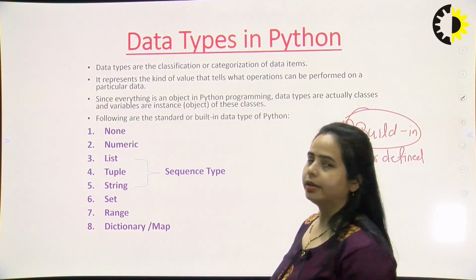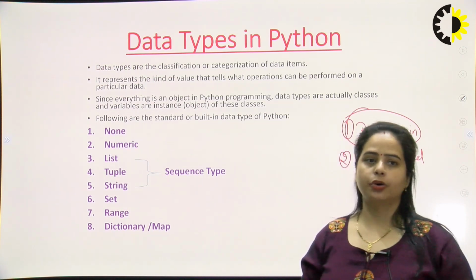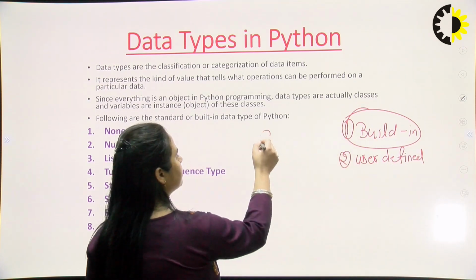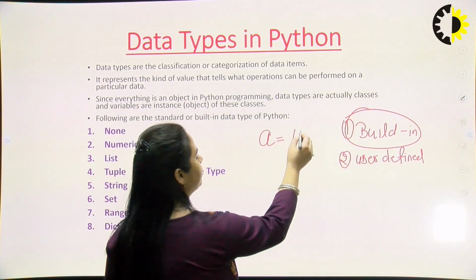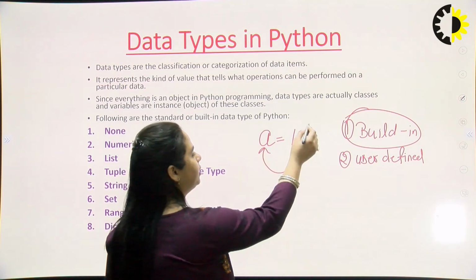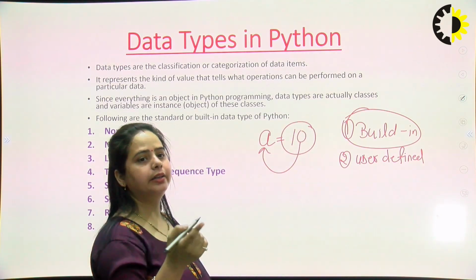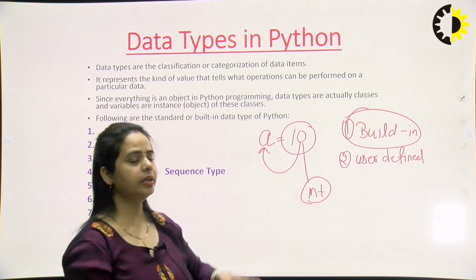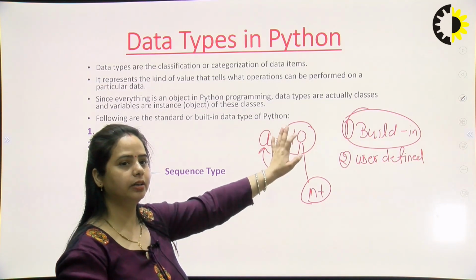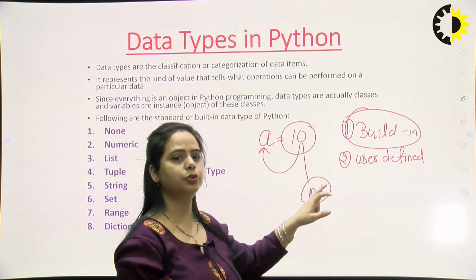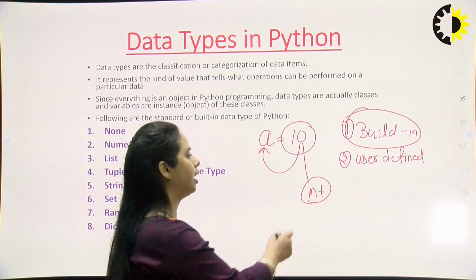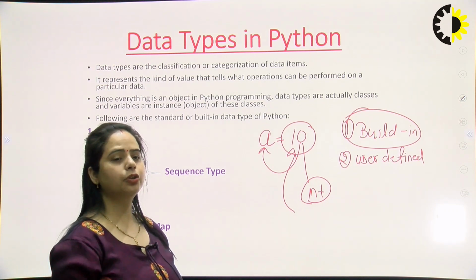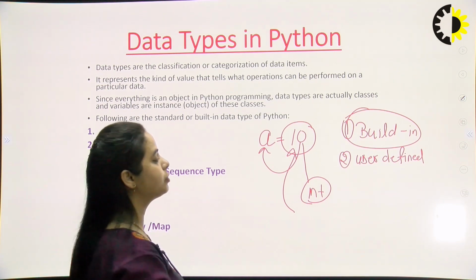So what are data types? Data types are the classification or categorization of data elements. Think of it like this: I have a variable A and I give the value 10 to variable A. So 10 is the data and its type is integer. This integer is known as the data type of this value. So types are basically the categorization of the data we are using in our programming language or in our script.